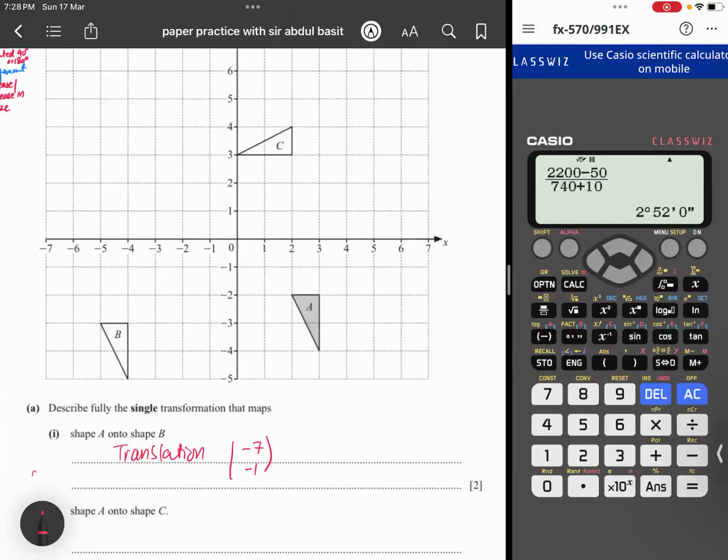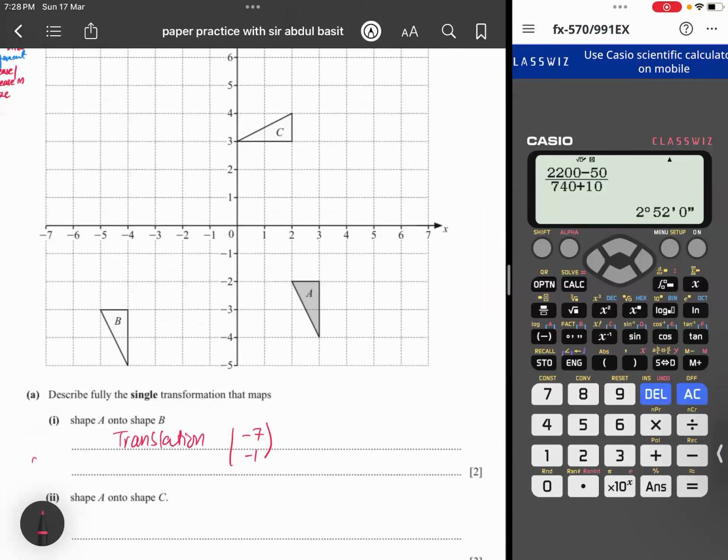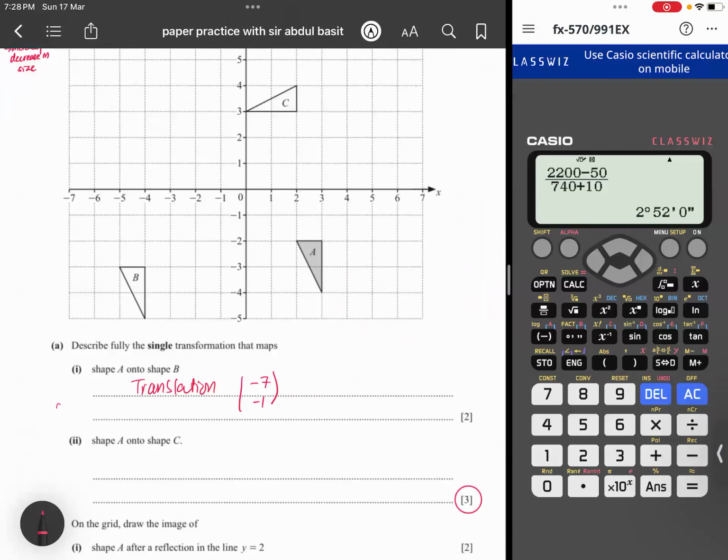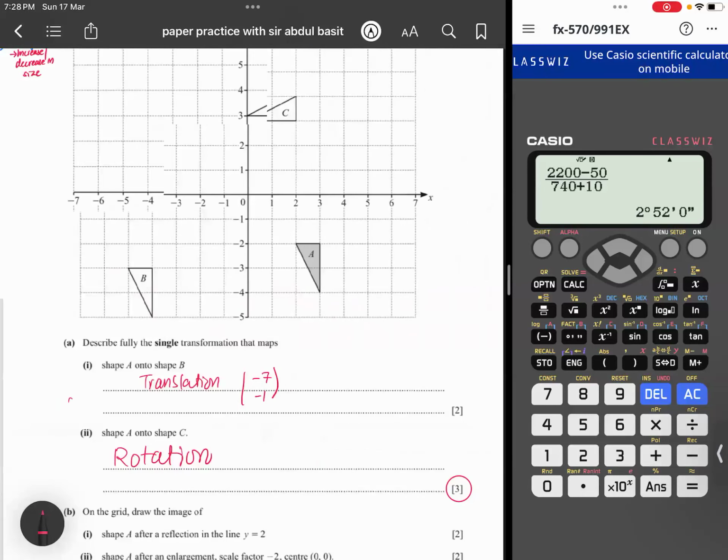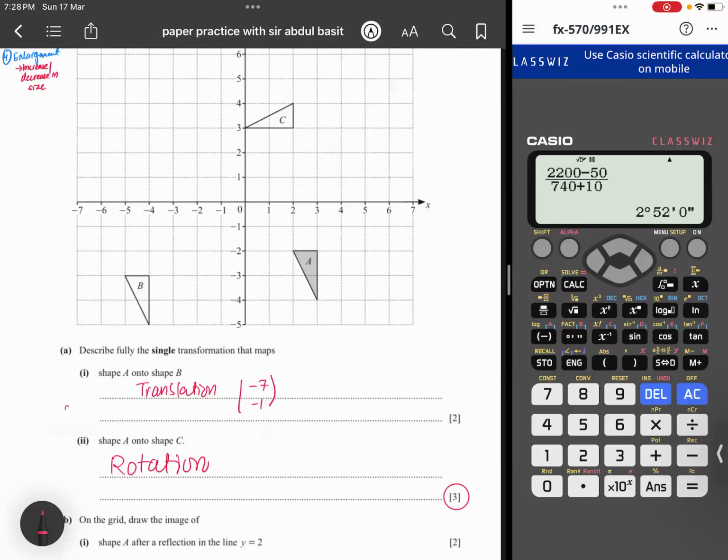Now the examiner is saying A onto C. Beta, A onto C is of 3 marks. It is rotation for sure. Now we need to decide whether it is 90 degrees or 180 degrees, clockwise or anti-clockwise. My bad, wait. A onto C.